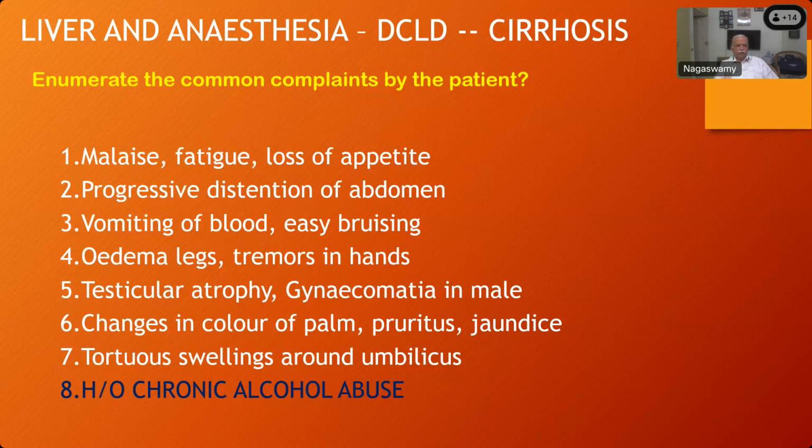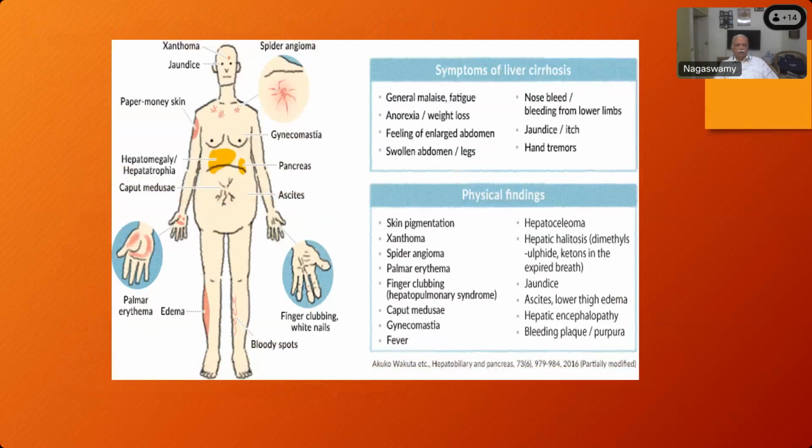Actually, if this slide had come first, that would have been better. Once you know the patient complaints, you elicit all the history shown in the previous slide. Now this picture will make it easy to enumerate all the symptoms of liver cirrhosis. You can see general malaise, fatigue, anorexia, weight loss, enlarged abdomen, swollen legs, nosebleed or bleeding from lower limbs, jaundice, and hand tremors. These are all the symptoms of liver disease.